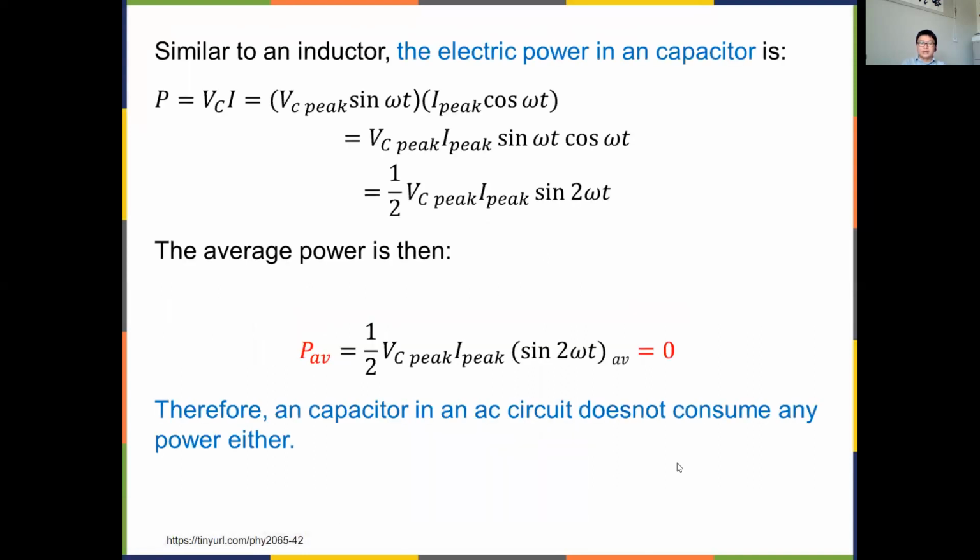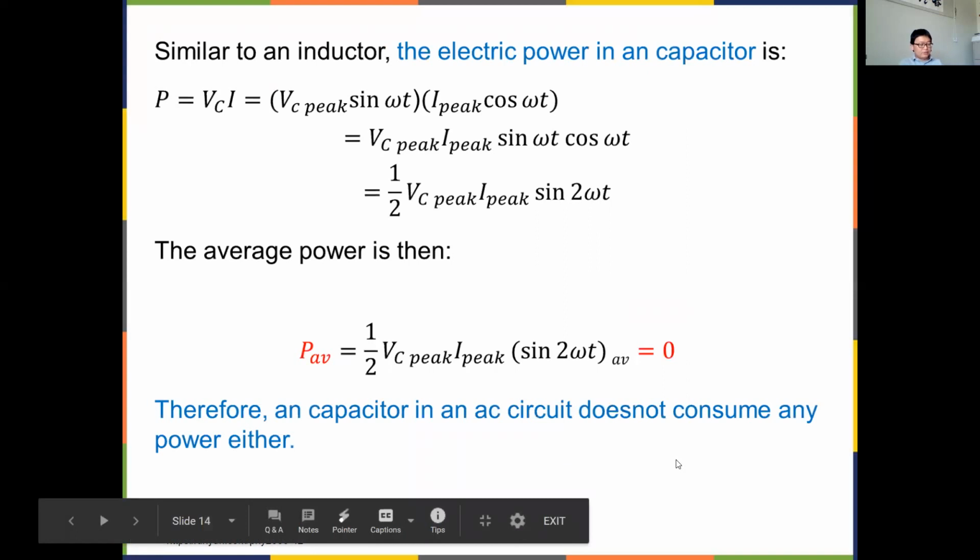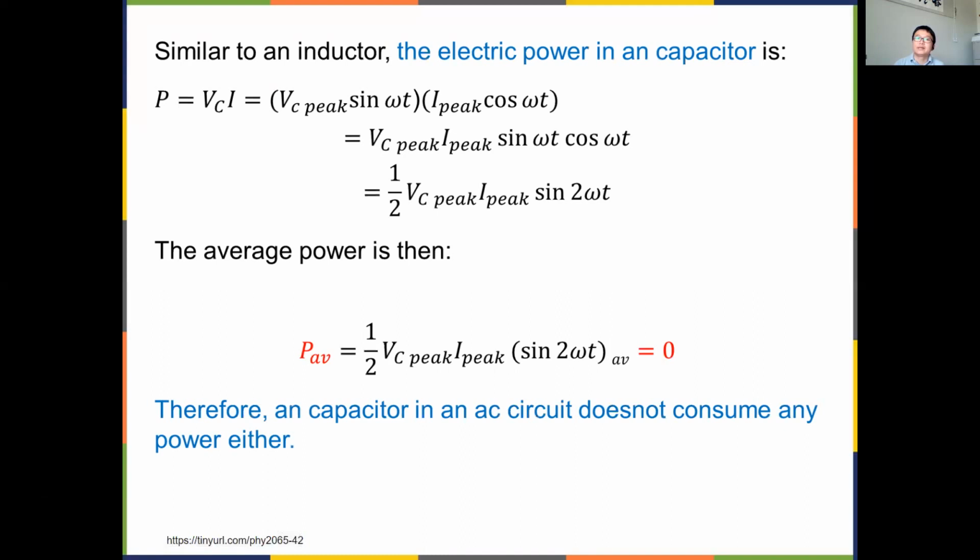And we took a look at the power consumed by a capacitor in an AC circuit. It's going to be 0. So that means in an AC circuit, the capacitor doesn't consume power.